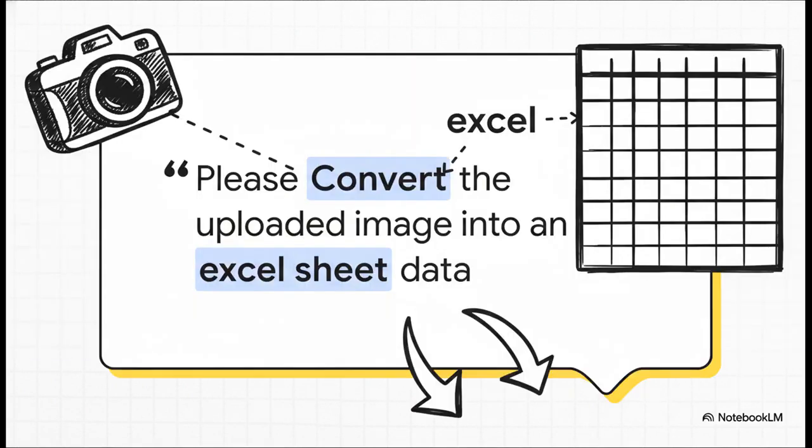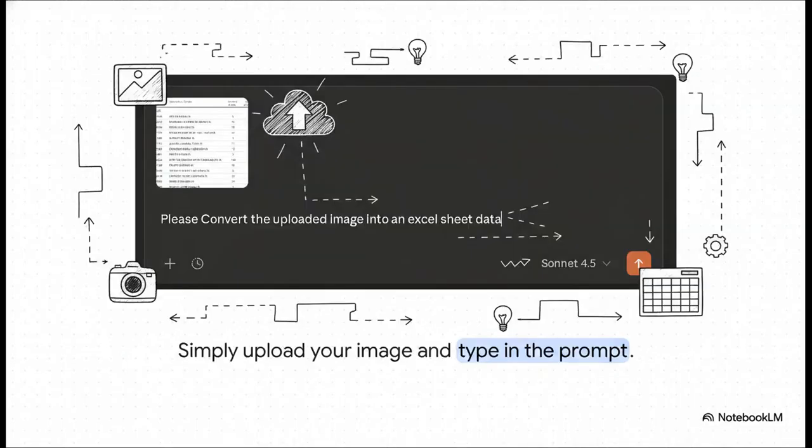And when I say ask it, I mean it. Check out this prompt. You don't need to know any special code or weird commands. You just type in plain, simple English. Please convert the uploaded image into an Excel sheet data. That is literally all it takes. And here's what that actually looks like. You can see the image has been uploaded, and right there in the text box is that simple prompt we just talked about. From here, you just press enter and let the AI do its thing.